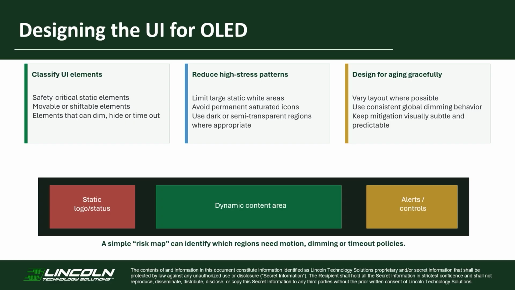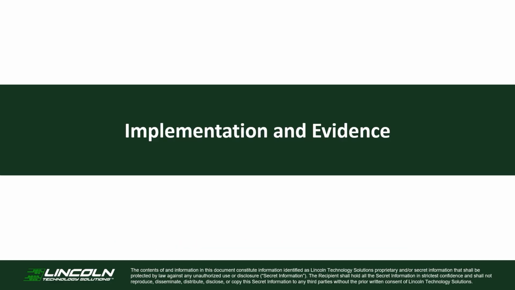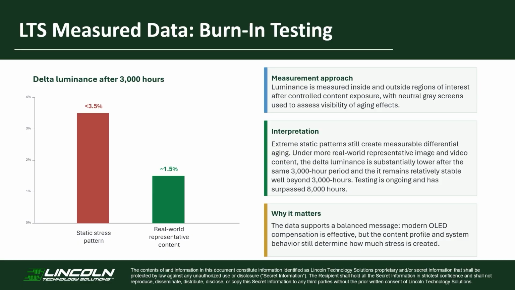This final technical section connects the prevention methods we've discussed with measured data, embedded architecture, and validation strategy. We'll begin with results from LTS burn-in testing. This chart compares delta luminance after 3,000 hours under two different content profiles. The static stress pattern represents an accelerated and intentionally severe condition. Under that profile, the measured delta luminance remained below 3.5%. Under more real-world representative image and video content, the measured difference was approximately 1.5% after the same 3,000-hour period.